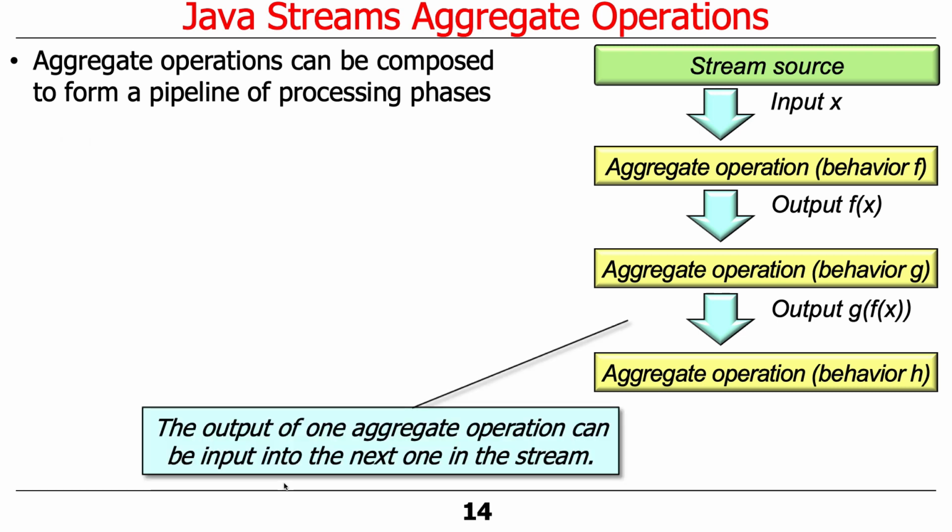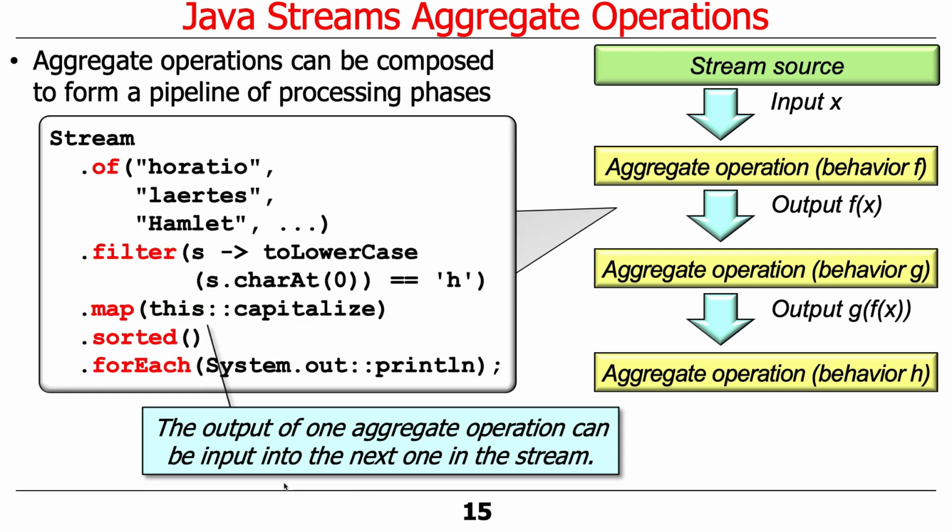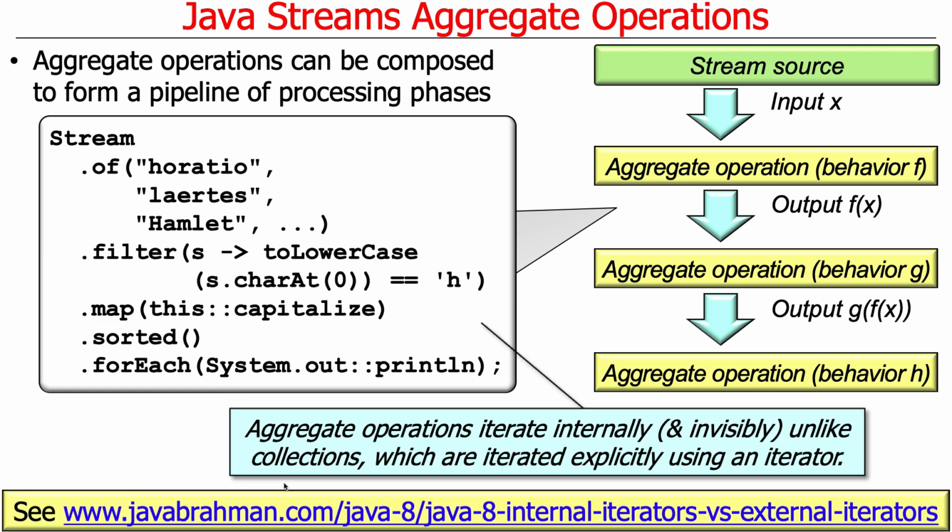Obviously the whole point is that the output of one aggregate operation is the input into the next one, and we can chain those things together in a very stylized way. Just like you see here, we take the input, we filter it so that we only have things that have a lowercase or uppercase h. We then capitalize things consistently. We take the output of all that, we sort it, and then we print it out. So it's just a nice little flow through this pipeline of processing stages.